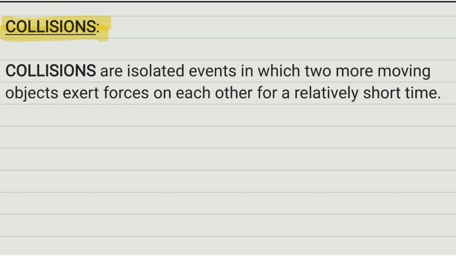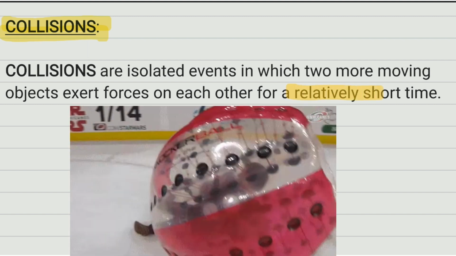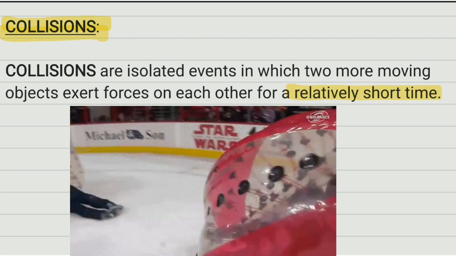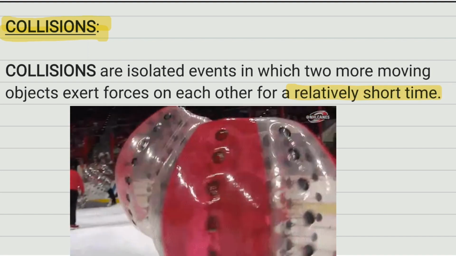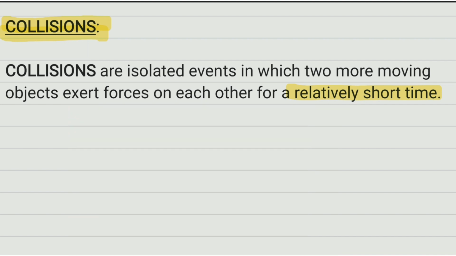The first thing we're going to be doing is defining collision in physics. Collisions are isolated events in which two or more moving objects exert forces on each other for a relatively short time. So two or more objects interact with each other and exert forces on each other, and the time of interaction is relatively short. That is what we call in physics collisions.